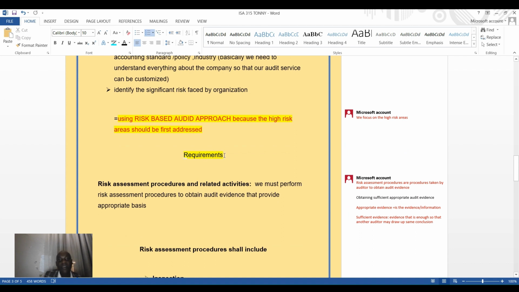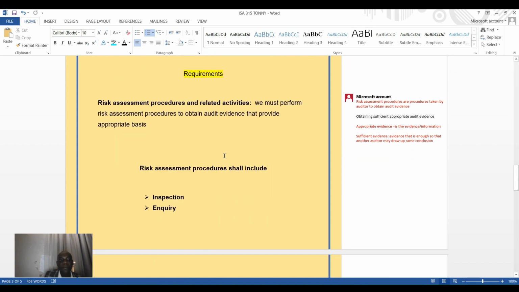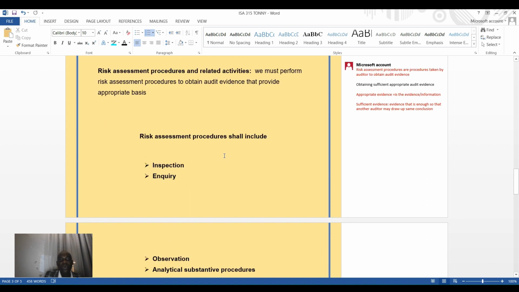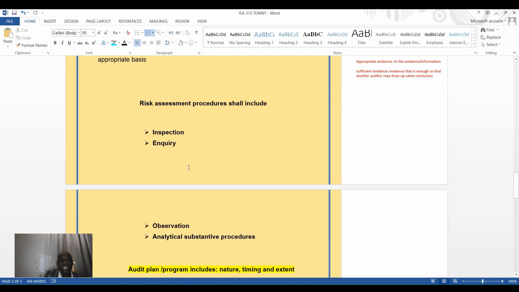Requirements of ISA 315. It requires us as auditors to perform risk assessment procedures to obtain evidence that provides an appropriate basis. Risk assessment procedures shall include inspection. We inspect what? As you know, we inspect documentation. We can inspect the accounts, the policies of the organization in order to obtain a better understanding of the organization. You can also inquire from management to obtain what? A better understanding of the organization in order to gather evidence, guys.